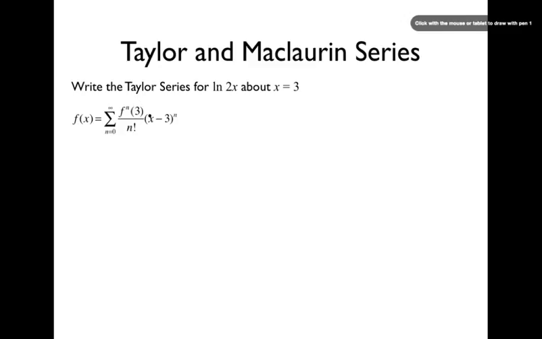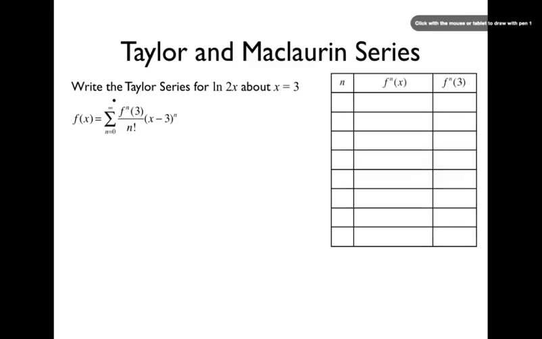Here's where the work is: we have to find these different derivatives of natural log of 2x evaluated at 3. In terms of building the series from scratch, that's where the work is. So we make a table to help us. We'll look at n equals 0, 1, 2, and we just need to go far enough to get the pattern. Once we develop the pattern, we can write the general formula, and then write out as many terms as we want.